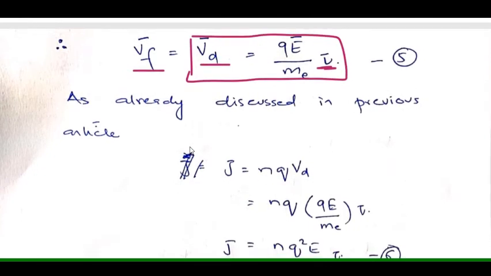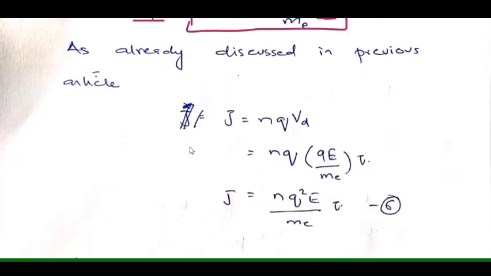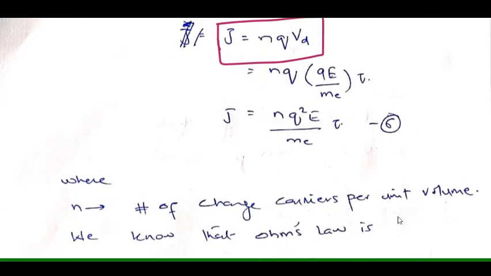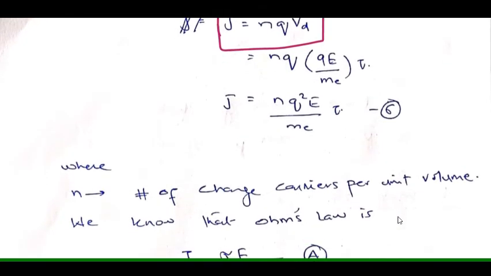As already discussed in the previous article, we calculated the current density to be J equals nqVd. From equation 5, I can replace Vd over here. So nq times QE over Me into tau. This can be written as nq square E over Me into tau, where n is the number of charge carriers per unit volume.